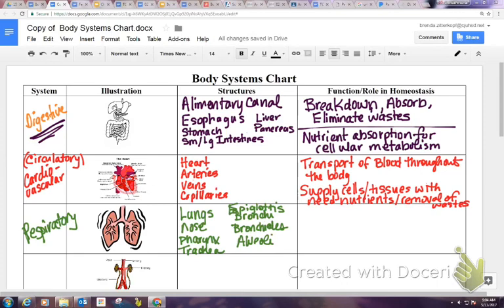So, function of the respiratory system. 3 words. Gas transport and exchange. Okay? Gas transport and exchange. So you've got to find a way to get oxygen into the blood, and what gets removed from the blood? CO2 removed.